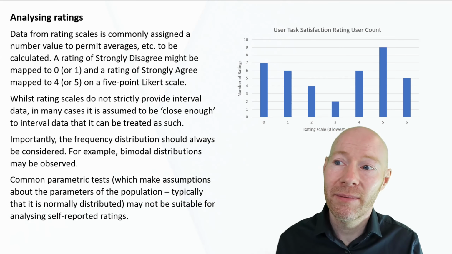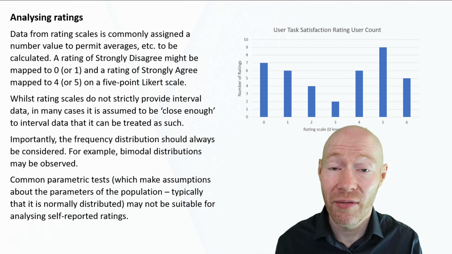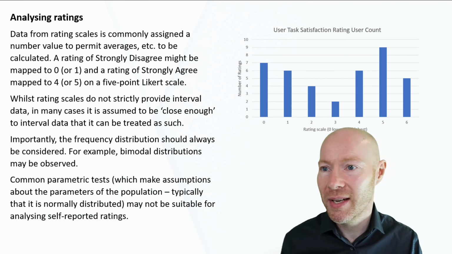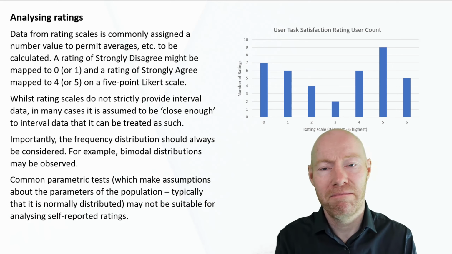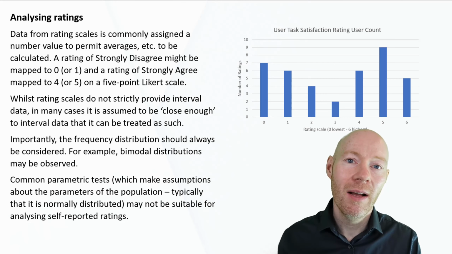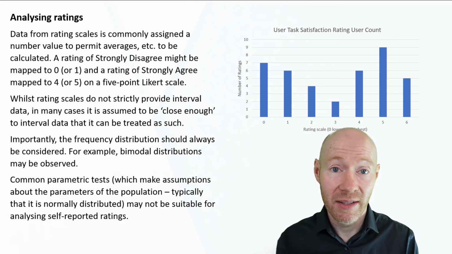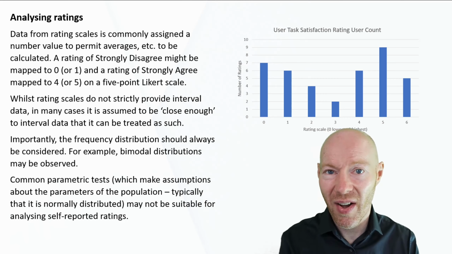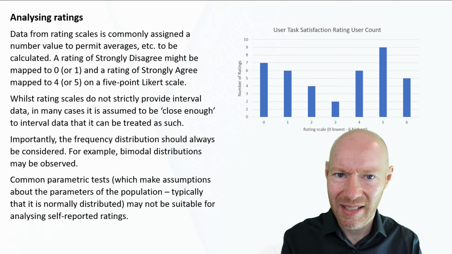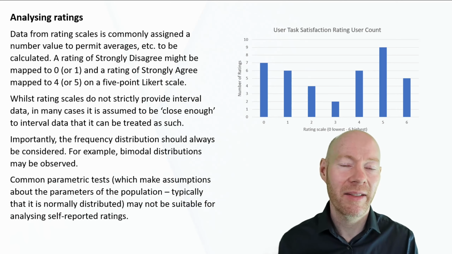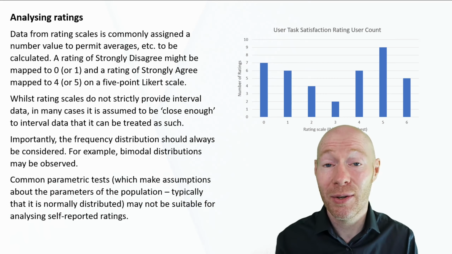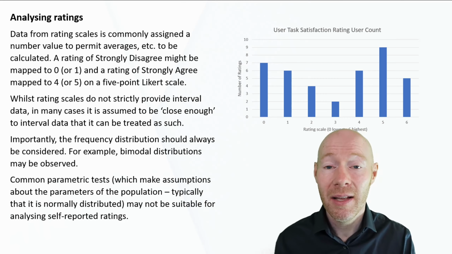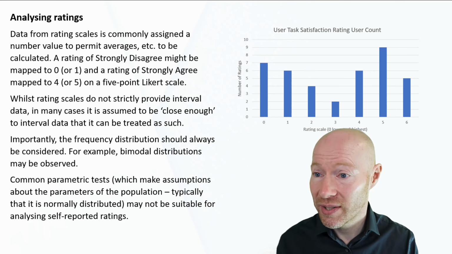Analysing ratings, so this is actually normally quite straightforward, but there are a few important elements in it. If we take our strongly disagree to strongly agree, let's say it's a 5-point scale, we can numerically map that from 0 to 4 or from 1 to 5. Quite often it's good to include a 0 in this. And that gives us a way of looking at some of our statistical techniques for analysing the data that we have received.